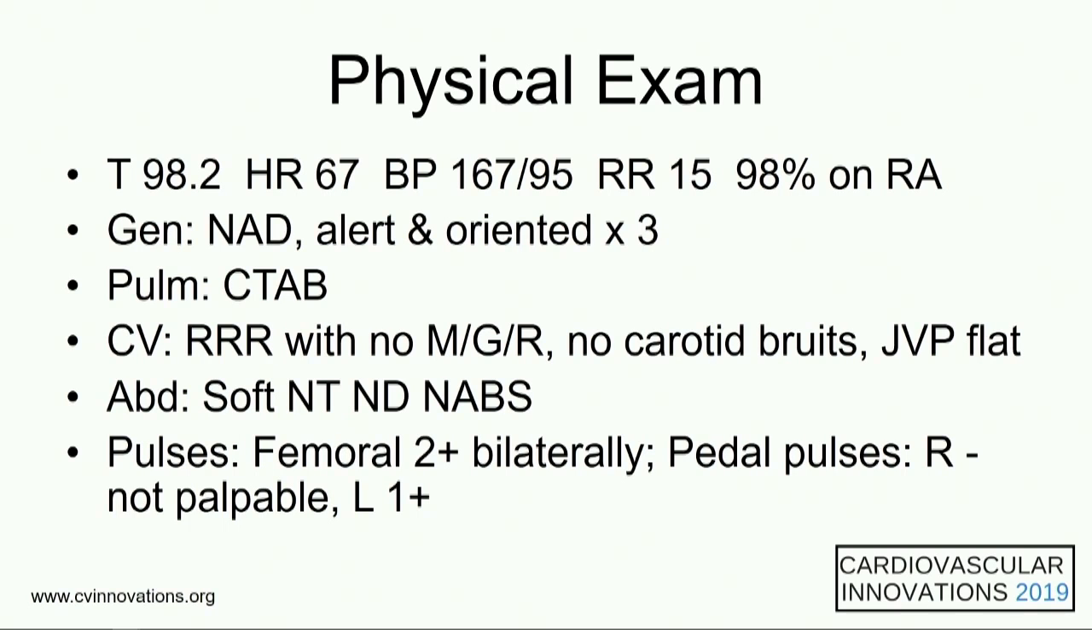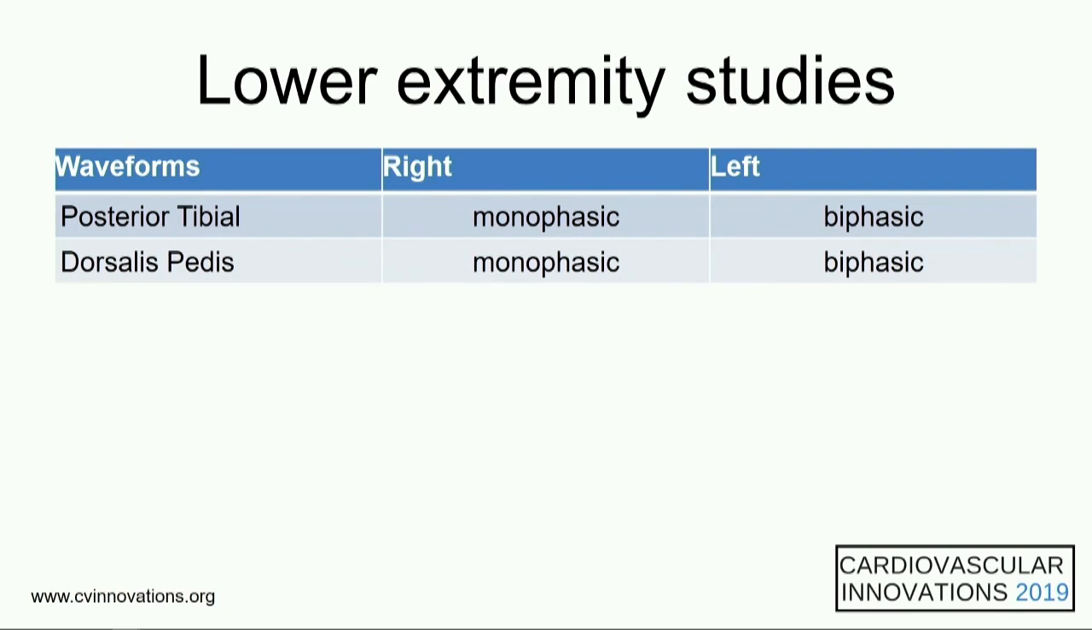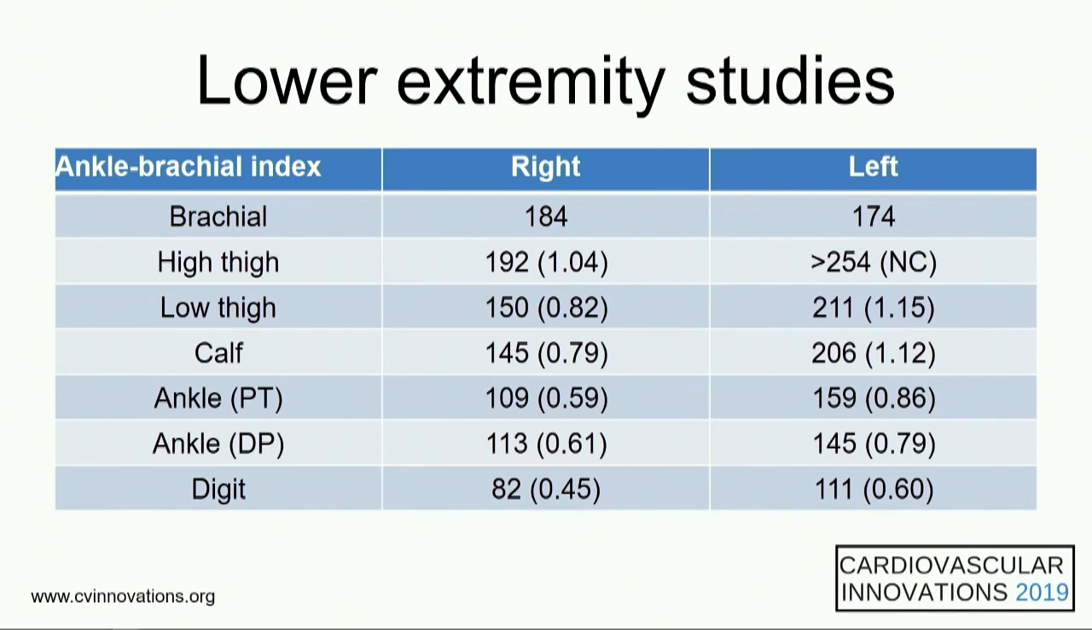Cardiac was unremarkable. Pulses, femoral with 2+. Pedal pulses in the right were not palpable. Left foot were 1+. So appropriately, you got some studies, which you could see, right pedal, monophasic for both pulses, biphasic on the left. Let's take a look at his ABIs.